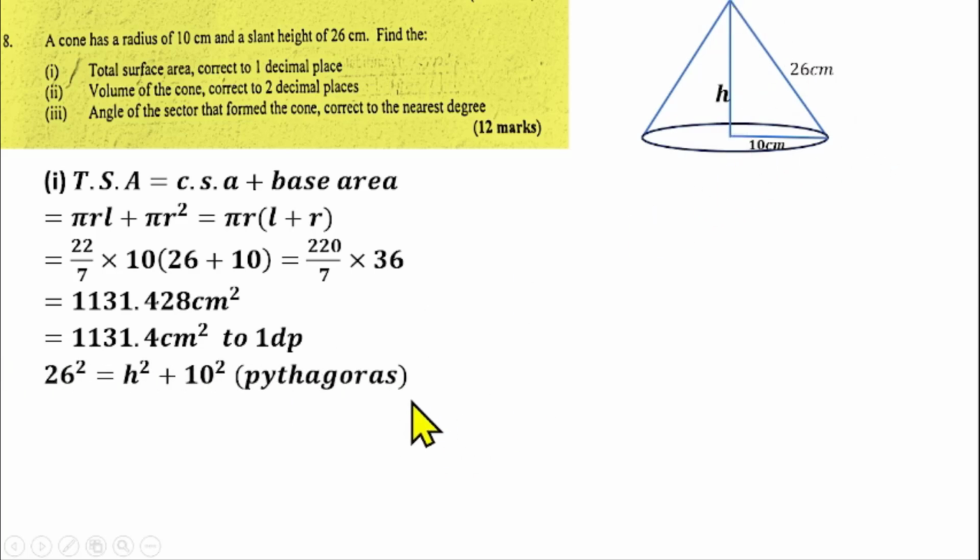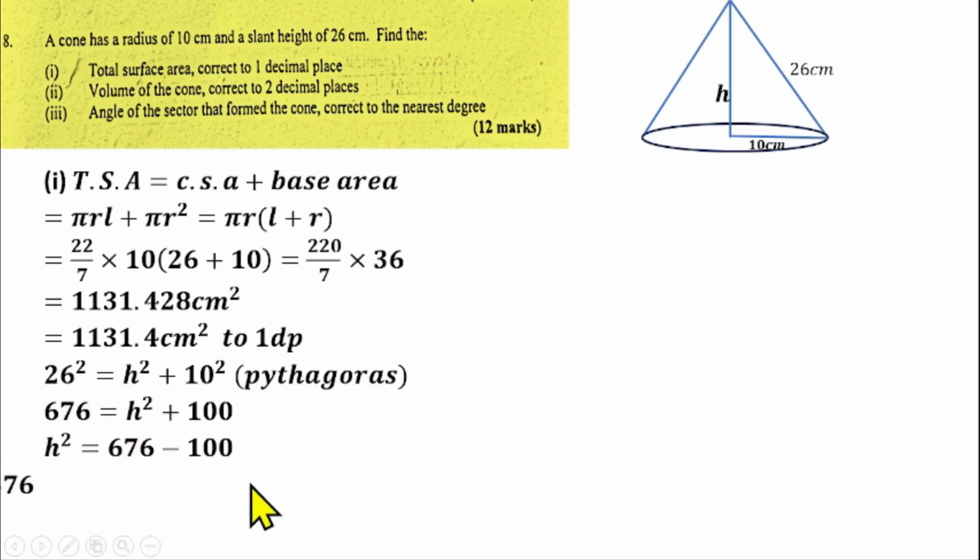Using Pythagoras theorem, you have 26 squared equals h squared plus 10 squared. Then if you collect like terms, you have 26 squared is 676 equals h squared plus 100. Collect like terms, h squared will be equal to 676 minus 100. That should give us 576. Find the square root of both sides. h should be equal to 24 centimeters. So that means the height of the cone is 24 centimeters.